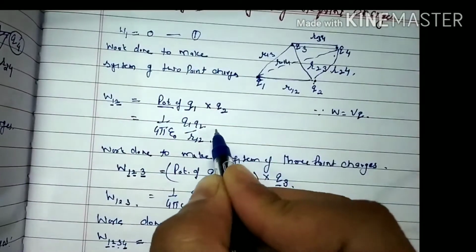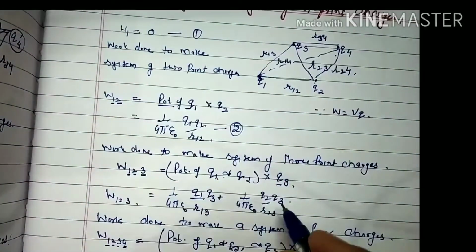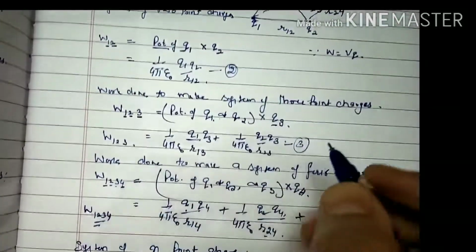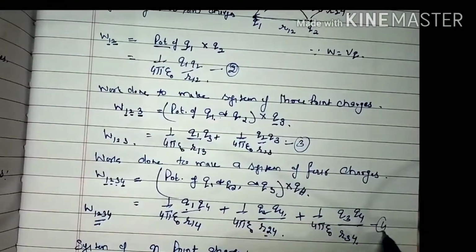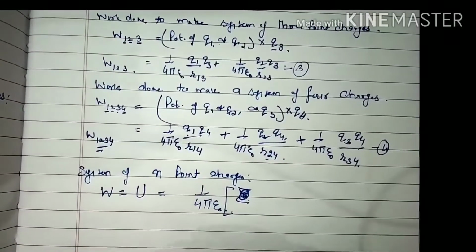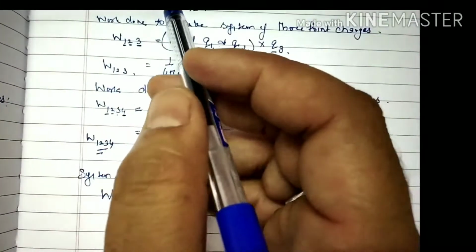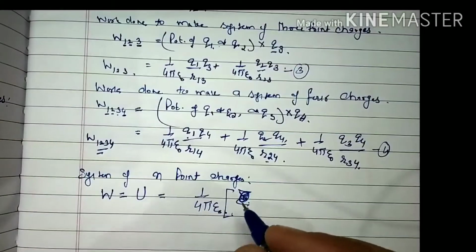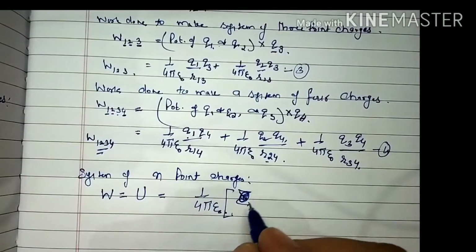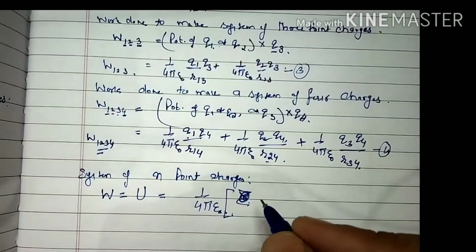First equation, this is second equation, this is third equation, and this is fourth equation. So we will add all these terms. You know, in all the terms 1 upon 4 pi epsilon is common, and W1, you know, is 0, so no need to write that term.